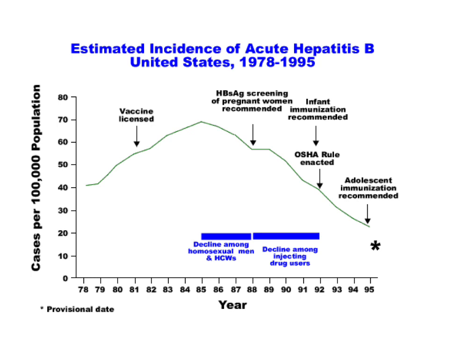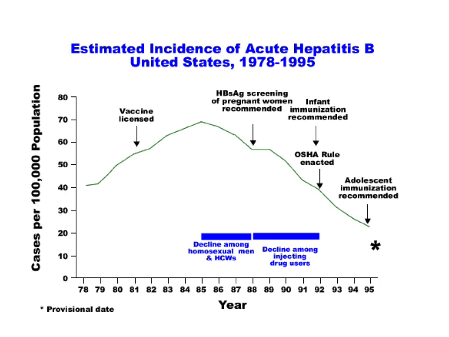A likely contributing factor for this most recent decline is the widespread use of hepatitis B vaccine in response to regulations issued by Occupational Safety and Health Administration. Future declines in incidence are expected to occur as a result of the implementation of routine infant and routine adolescent vaccination, which was recommended in the 1990s.